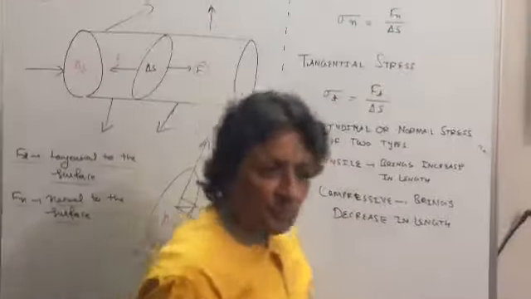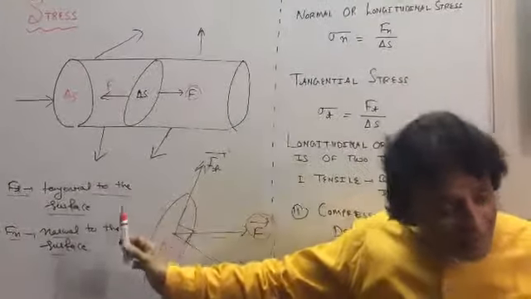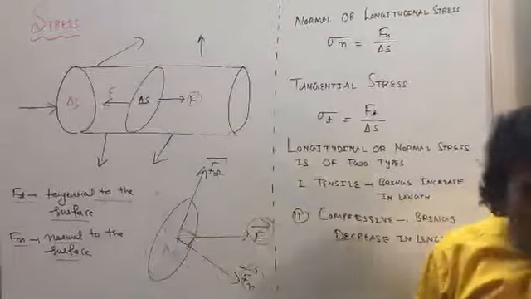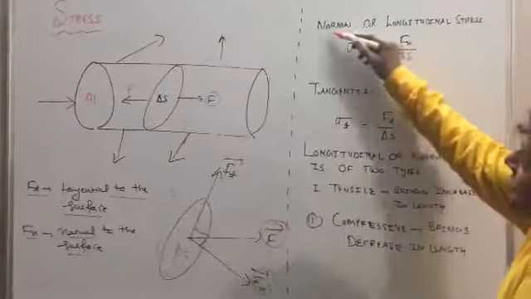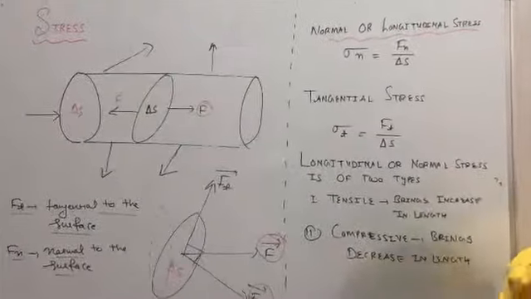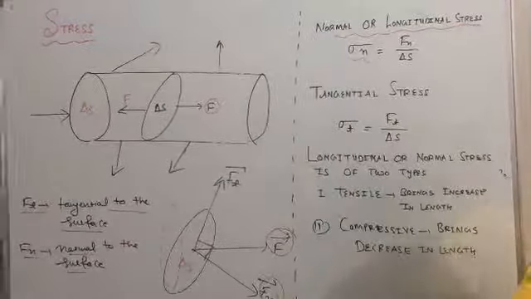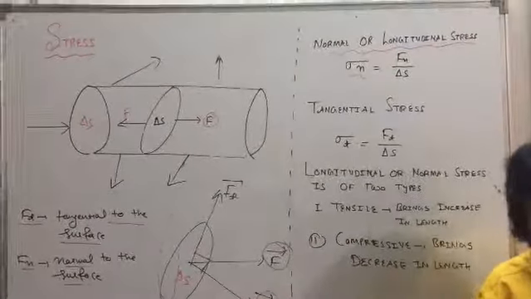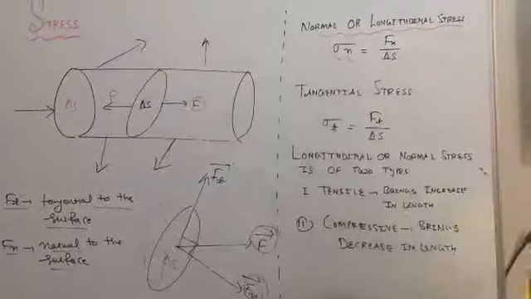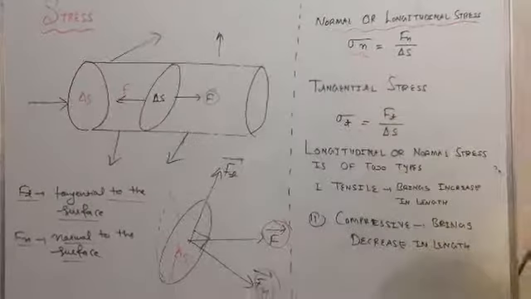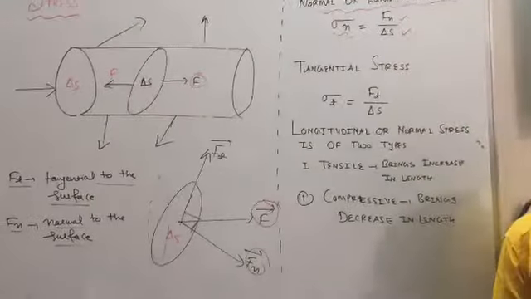Now, this cylindrical material, which is elastic in nature, is experiencing altogether two types of stress. One is normal or longitudinal stress. It is represented by sigma n. I am not saying that you should use the same symbol your teacher or textbook uses, but I am using sigma n here. What is sigma n? That is the normal or longitudinal stress, and it is normal force upon area. Correct?